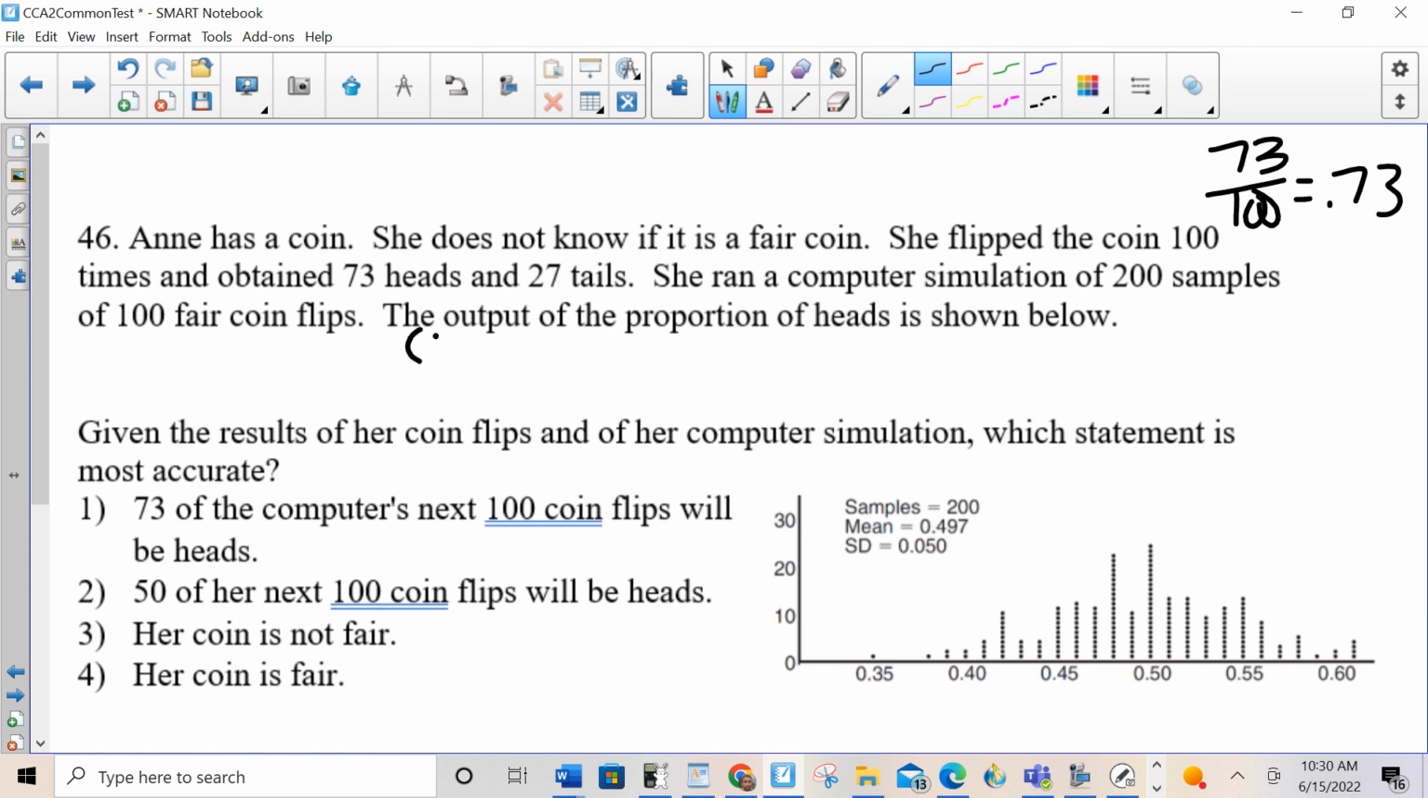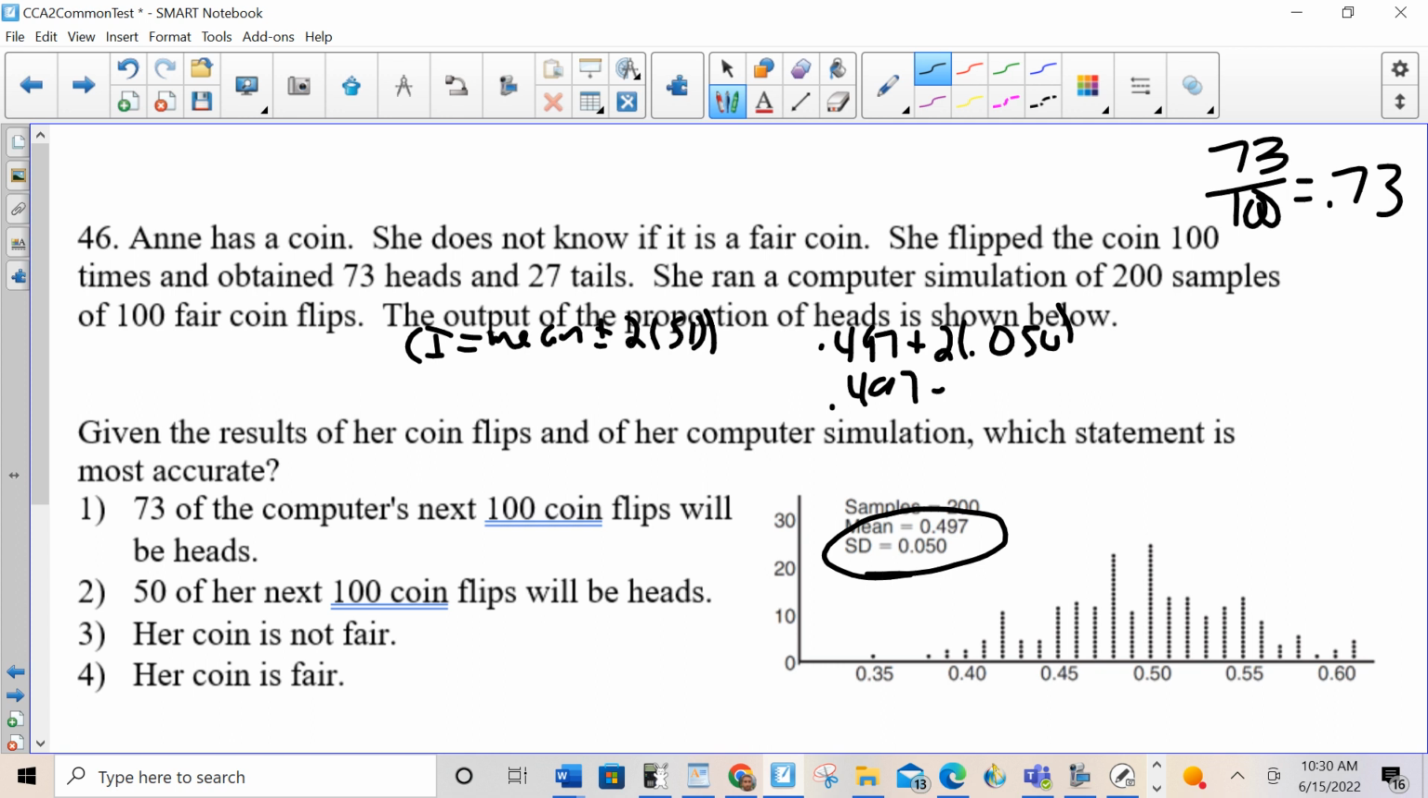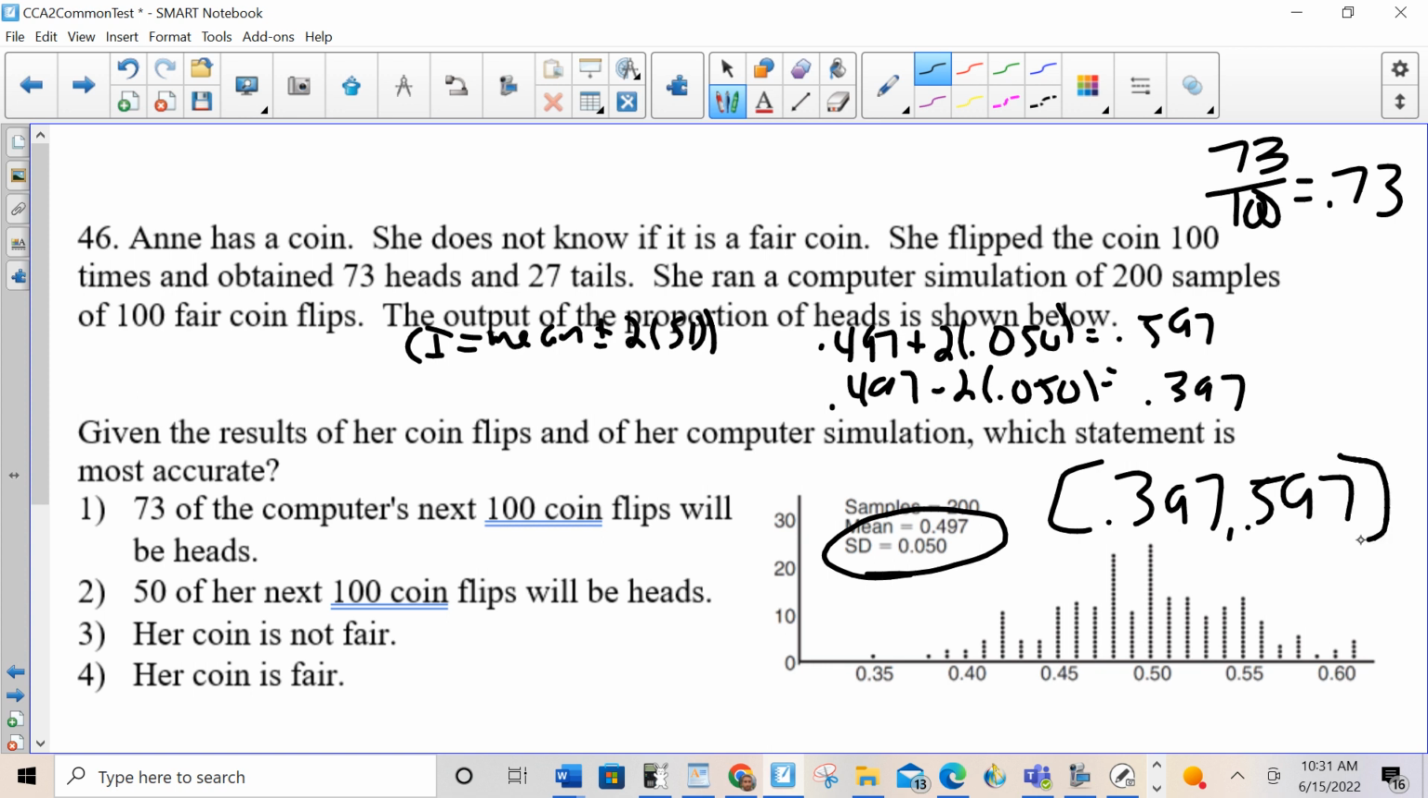My confidence interval is the mean plus and minus 2 times the standard deviation. So it's telling you the mean and standard deviation right there. 0.497 plus 2 times 0.050, 0.497 minus 2 times 0.050, 0.597, 0.397. So my confidence interval is 0.397 to 0.597. The confidence interval is the range of expected values. It's the middle 95% of the data.